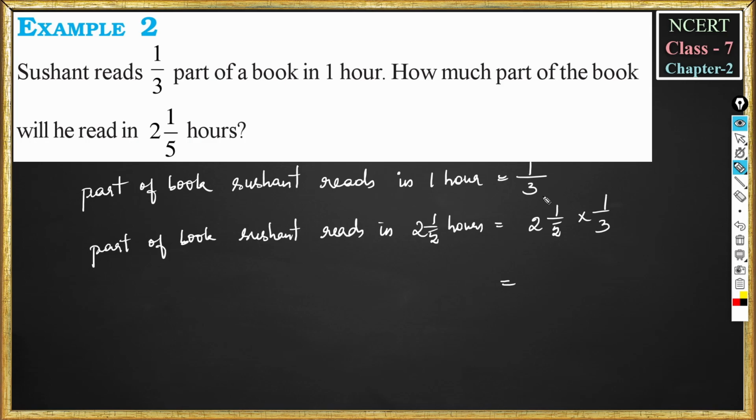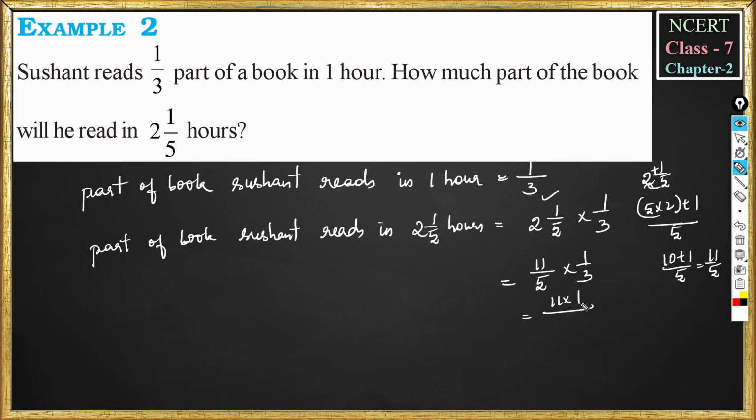So this is a mixed fraction. So we'll convert this to P by Q form. That is, 2 1/5 is what? 5 into 2 plus 1, over 5. We'll multiply these two and add 1. So 5 twos are 10, plus 1, which is equal to 11/5. So this becomes 11/5 into 1/3. So this is what? 11 into 1 divided by 5 into 3. The answer is what? 11 over 5 into 3, which is 15. So the part of the book Sushant reads in 2 1/5 hours is 11/15.